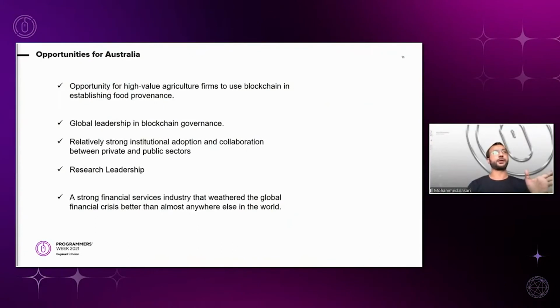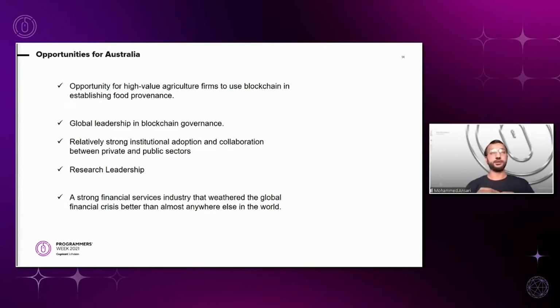Now, opportunities for Australia. Australia has shown global leadership in terms of blockchain governance, and there is a relatively strong institutional infrastructure around incubating blockchain as a technology and reaping the benefits out of it later on.